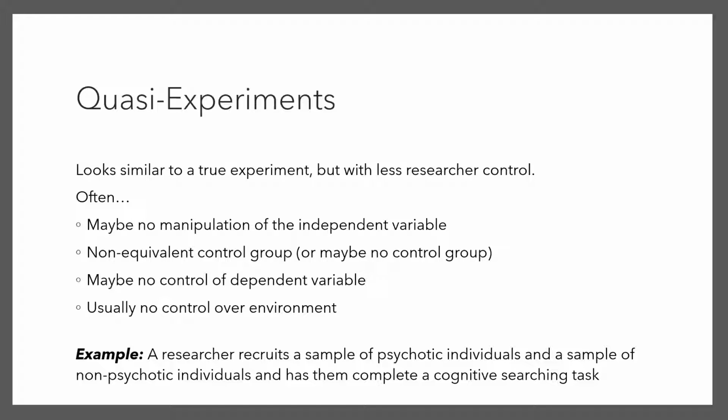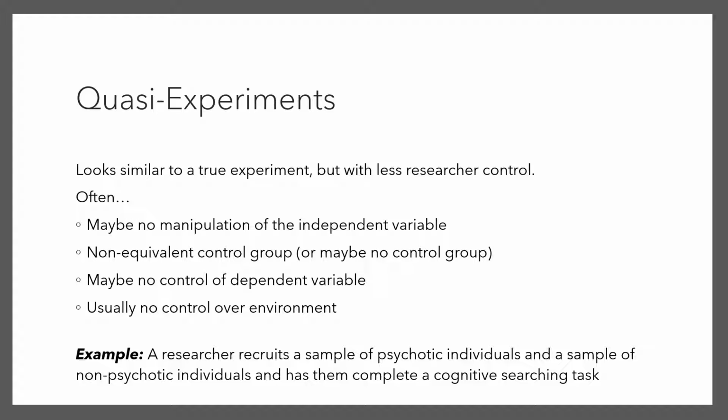Quasi-experiments often look similar to a true experiment, but with less researcher control. Often, there may be no manipulation of the independent variable by the researcher, a non-equivalent control group or complete absence of a control group, no control of the dependent variable, or no control over the experimental setting. Even if the experiment has just one of these things missing, it can't be said to be a true experiment. So that's control group, random assignment, and active manipulation of the independent variable.